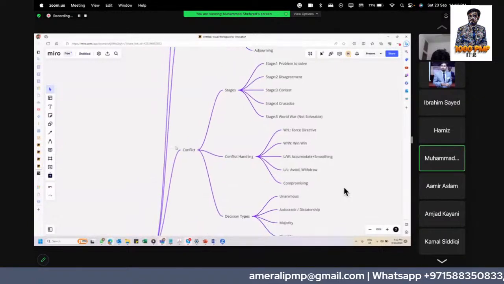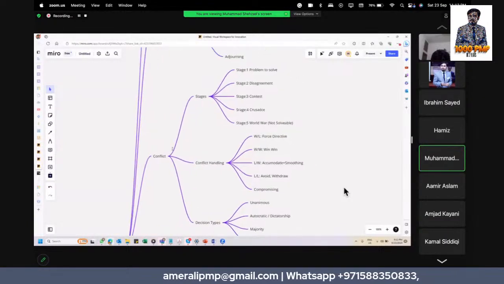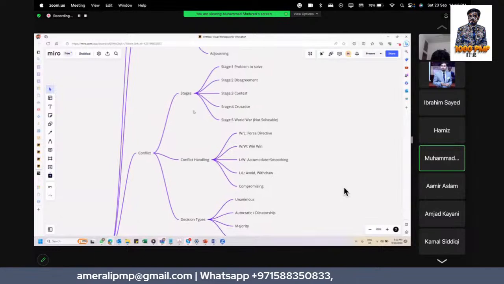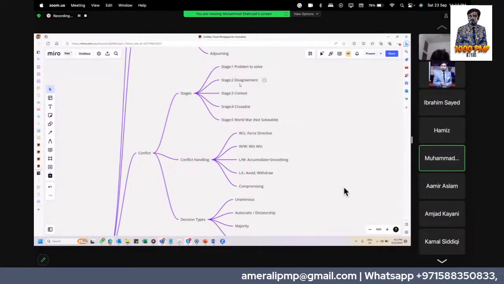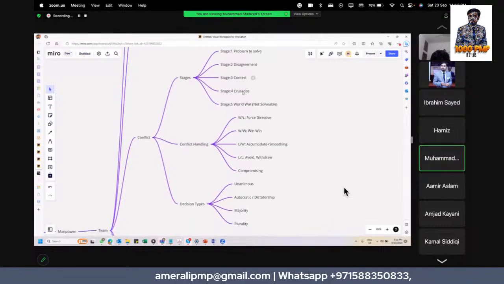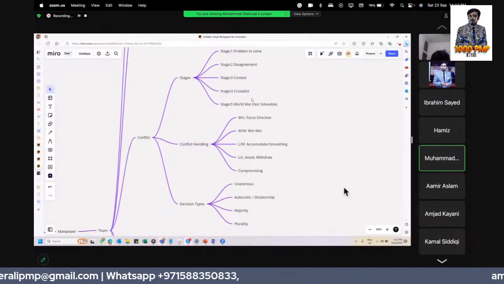Then there are other concepts, for example, conflict. Conflict happens between the team members. So what are the different stages, how to handle it, and what are the different types? For stages, the conflict could be at stage 1, where we try to solve it: either we disagree, or we contest, or we crusade, or we conclude that there is no solution, so we define it as the world war stage.